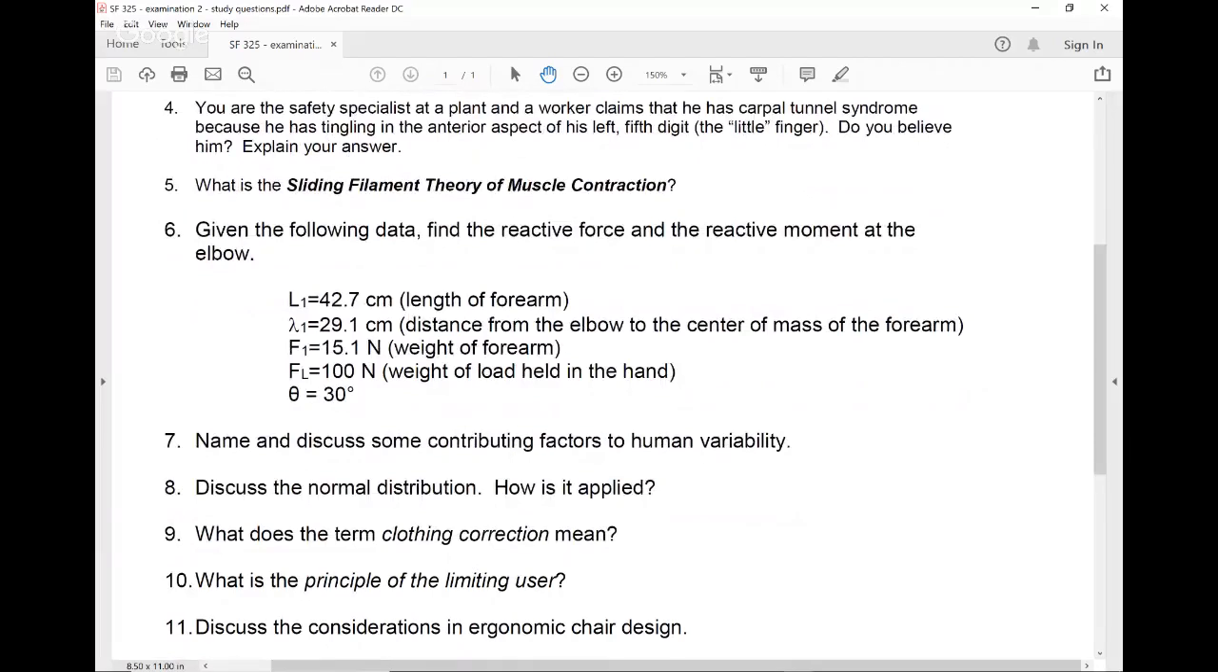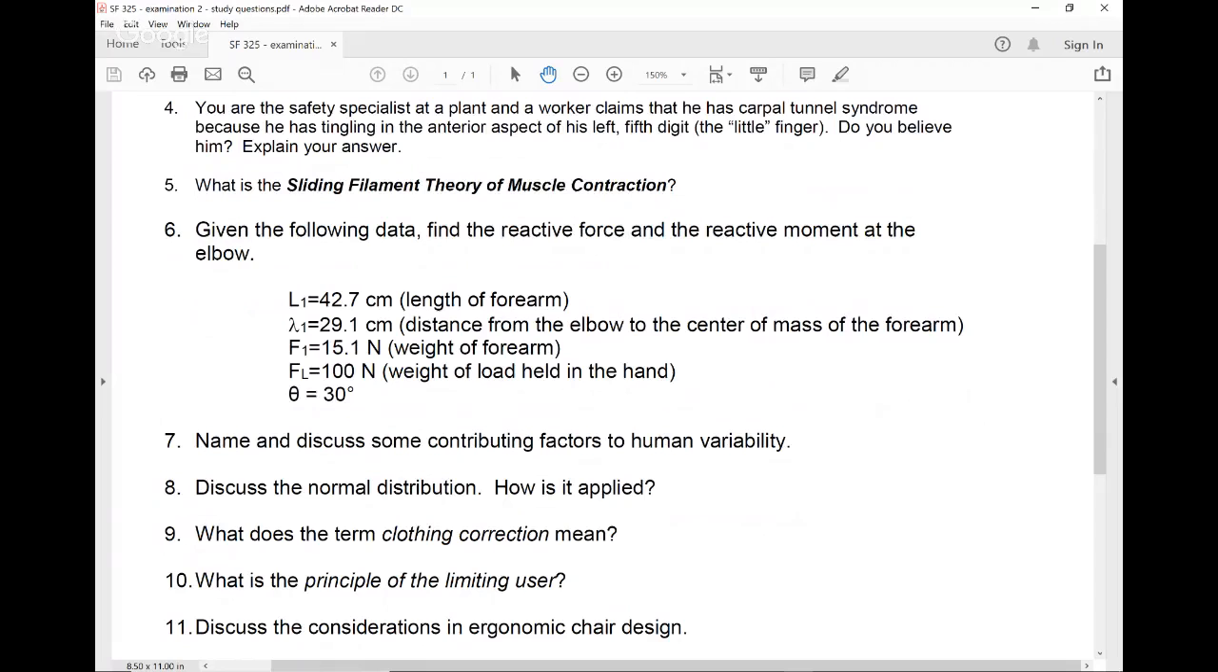You are the safety specialist at a plant, and a worker claims to have carpal tunnel syndrome because he has tingling in the anterior aspect of his left fifth digit, the little finger. If you think of anatomical position, you're standing with your palms out. The anterior would be towards the front, right? Dorsal is back, anterior is forward or on the bottom. So on the anterior portion of his little finger.